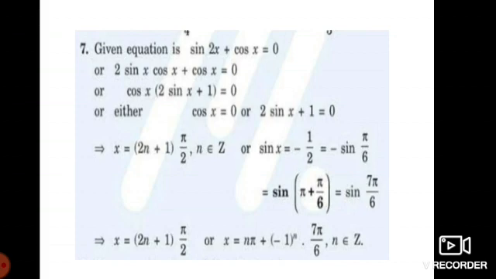So when sin x equal to sin alpha, you can write x equal to n pi plus (minus 1) the whole power n into alpha. So apply that and you will get x equal to (2n plus 1) into pi by 2, or x equal to n pi plus (minus 1) the whole power n into, what is our alpha? 7 pi by 6.